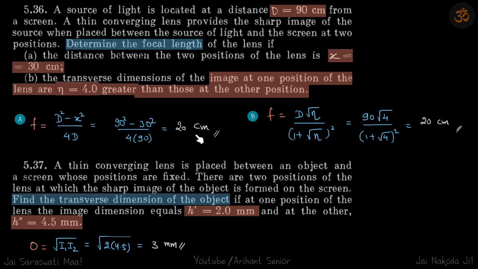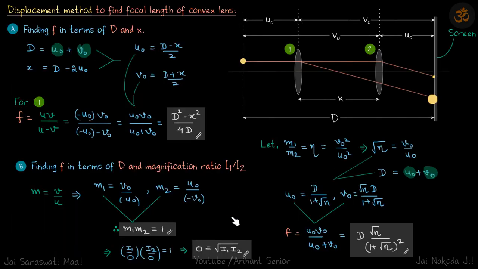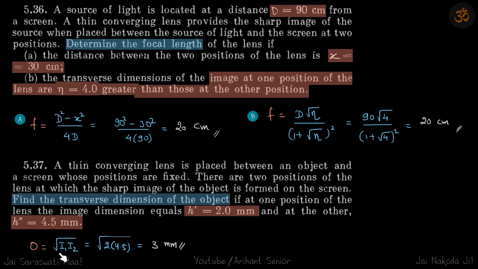The answer will be the same. Now in this problem, we need to find the dimensions of the object if the dimensions of the two different images are given. So we are going to use this formula: object size is root of image size 1 into image size 2. So O is root I1 I2. We'll just put the values of 2 and 4.5. That will give us our answer.